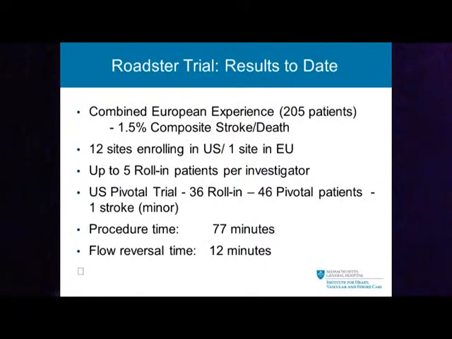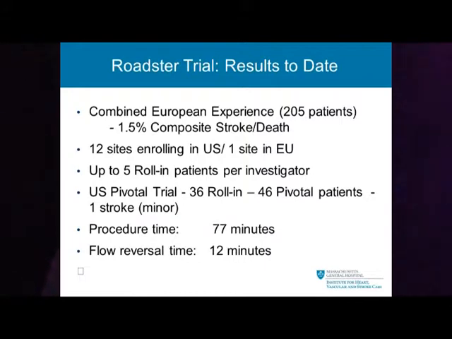In fact, our larger multi-center experience is currently ongoing. We're also in the process of putting together a prospective multi-center study to specifically compare diffusion-weighted MR across sites, both for CEA and CAS, hopefully both transcervical and transfemoral. To date, and I apologize, this is a bit out of date, the combined European trial data was about 205 patients with an overall composite stroke and death of about 1.5%. We are now well over 100 patients in the pivotal trial, although we do allow up to 5 roll-ins per investigator, so the trial will run a little bit longer.